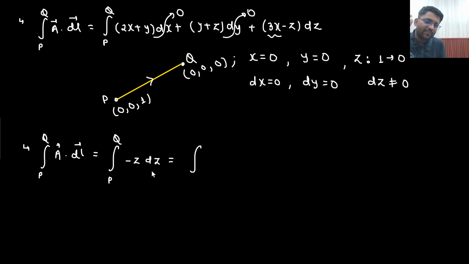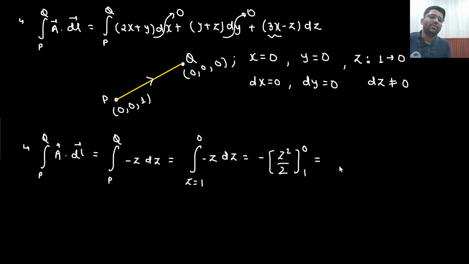And now I am supposed to put the limit of z. So what is the limit of z? For z you are going from 1 to 0. So minus z dz. What is the answer you will be getting? Minus z square by 2 from 1 to 0. Then the answer would come out to be plus 1 by 2.